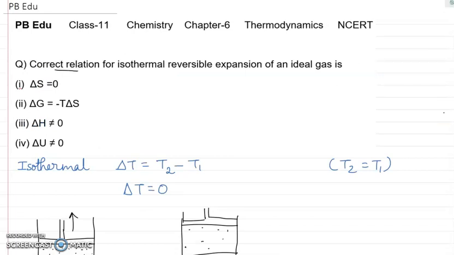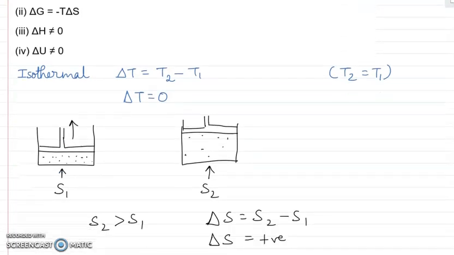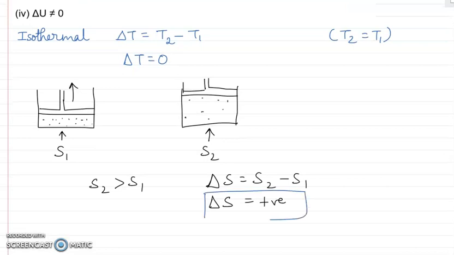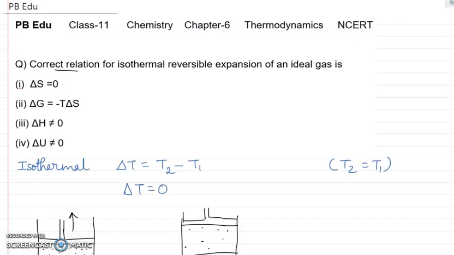So we had to select the correct relation, but the first relation given is incorrect. Del S is equal to 0 is given, but we know that for the given process, del S should be positive. So therefore, first option is incorrect.